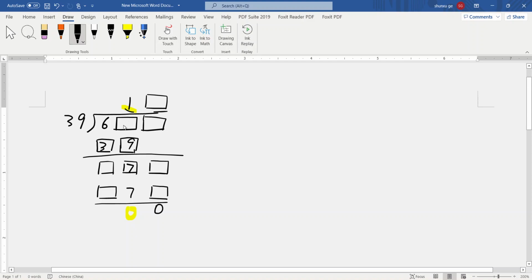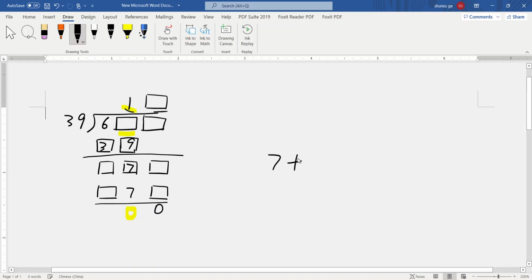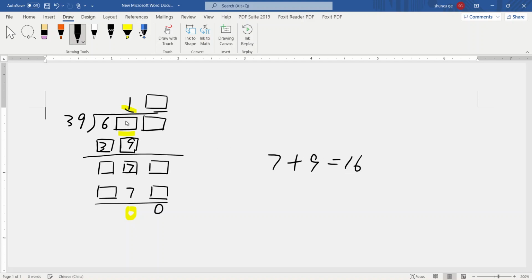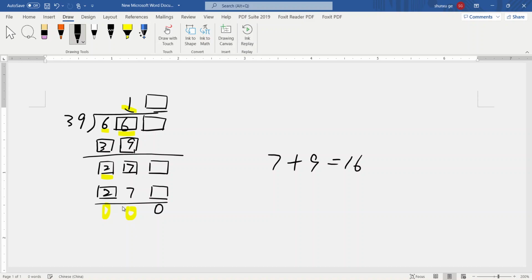So, next step we must know here, because 7 plus 9 equals 16. Here must be 6. So we know these two numbers, so here we should know 6 minus 3, but we take 1 to this place. So that here should be 5. 5 minus 3 is 2. So here is 2, but here is 0. So here must be 2.